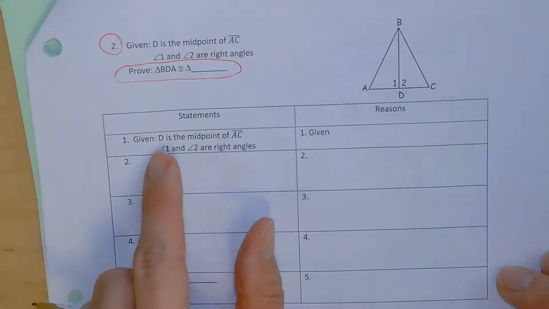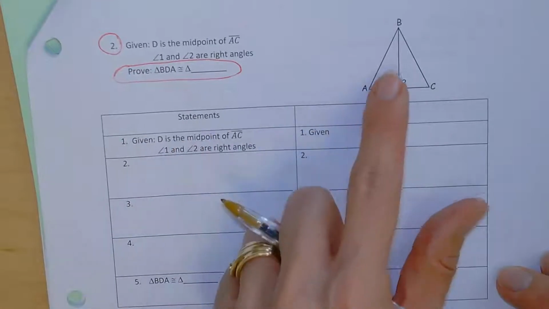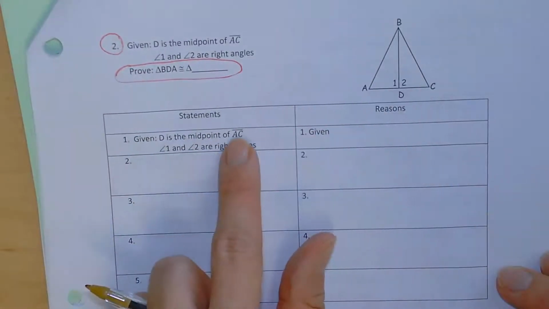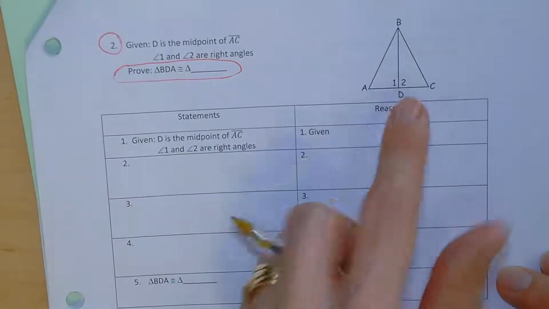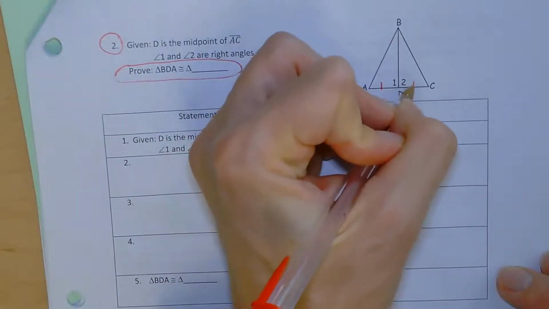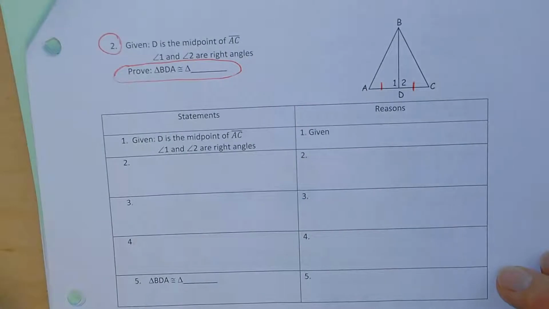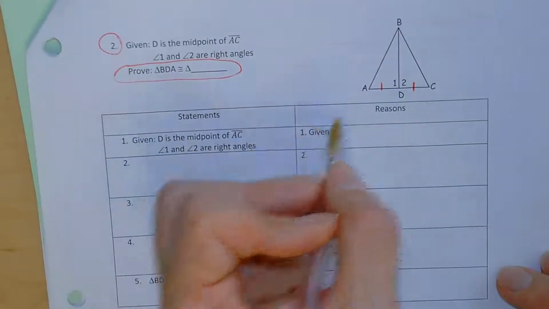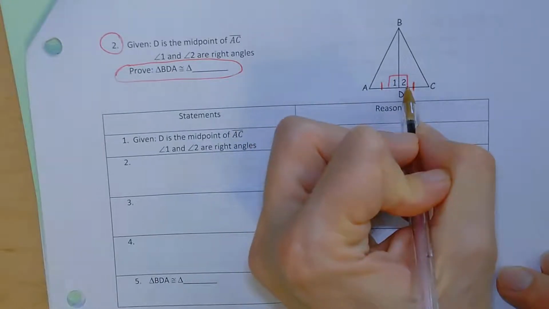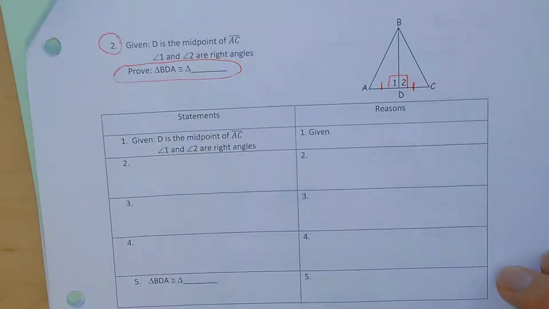So the very first thing I'm going to do is take the given and go to the picture and mark it. So if D is the midpoint of AC, I'm going to use that to mark it in the picture. If D is the midpoint, then I know that these two pieces are going to match each other. So I'm going to mark that. And then it also tells us that angle 1 and angle 2 are right angles. So I'm going to go ahead and mark those as right angles.